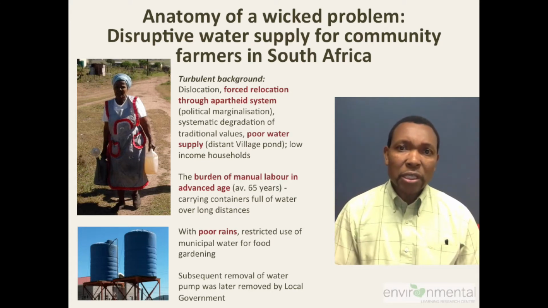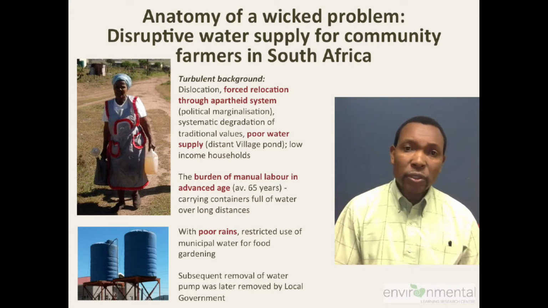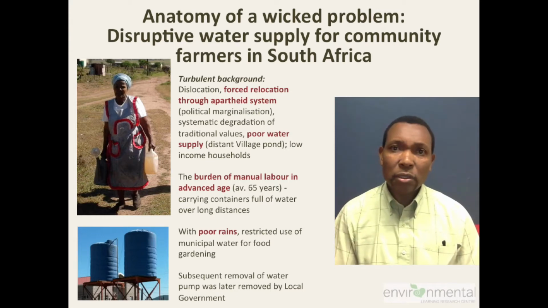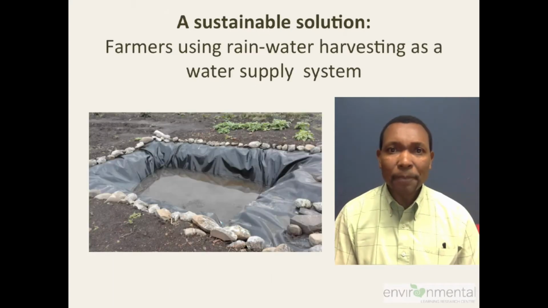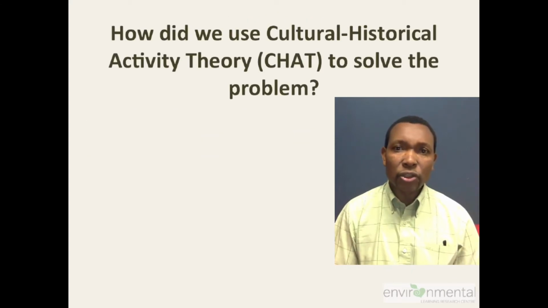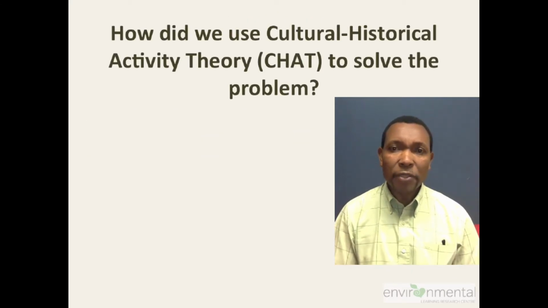So their fortunes changed from being able to sell excess produce to only being able to grow very little because of the burdens that they were facing. Now, we worked with the farmers and they eventually found a sustainable solution to their problem. And today they are using rainwater harvesting as a water supply system for their garden. We worked with cultural historical activity theory to work with the farmers on their problem.